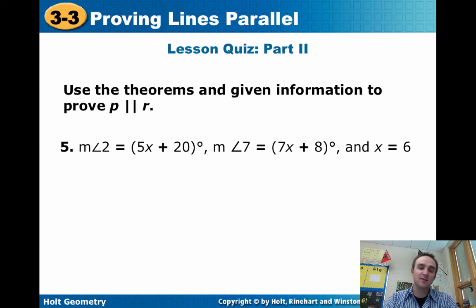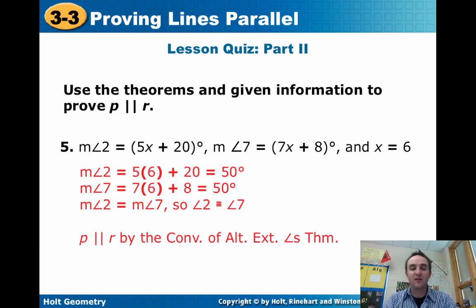So I want you to try this out. Here we go. You plug in the 6. We get that both angles are 50. 2 is equal to 7, so 2 is congruent to 7. Converse of alternate exterior says that P is parallel to R. So this is the converse of what we did in 3-2. Hopefully it makes sense for you in 3-3.